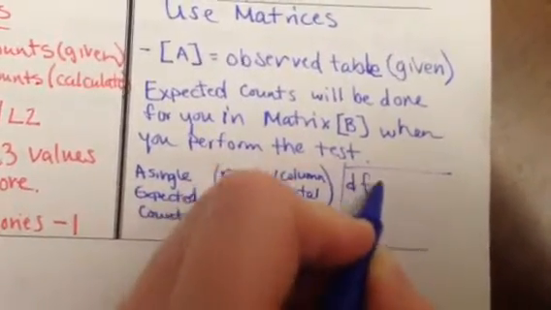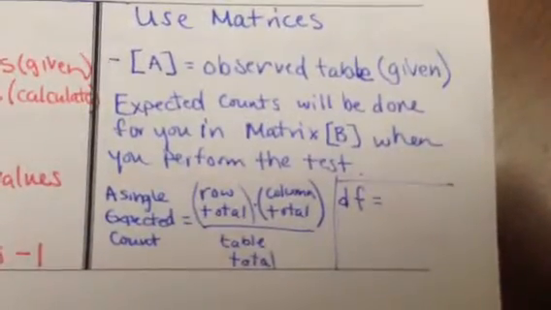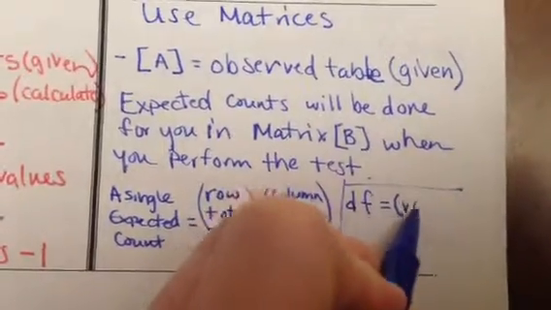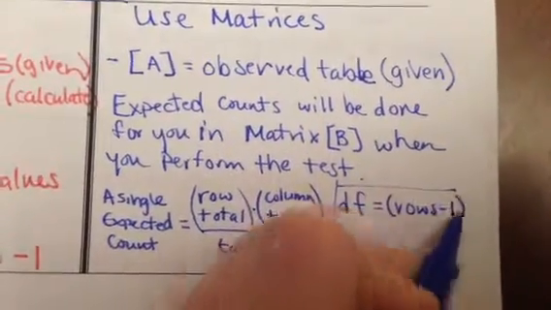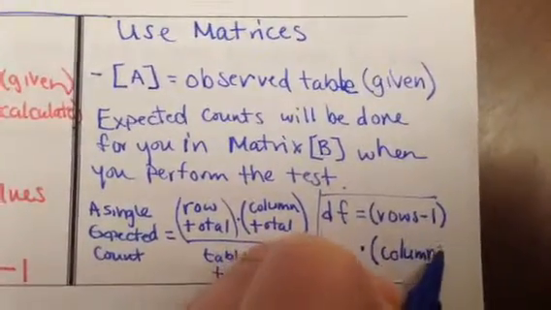And one more last thing, I'll kind of squeeze that in over here. How do you get your degrees of freedom for a two-way table? It is rows minus 1, oh, I'm running out of room, sorry, times columns minus 1.